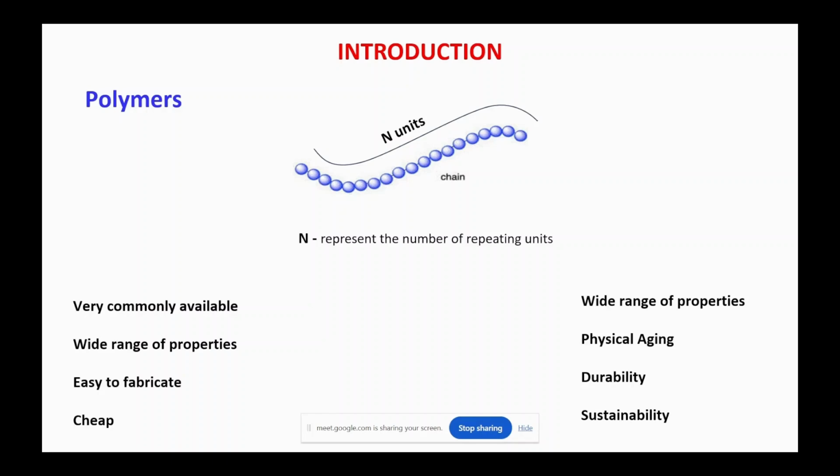Then comes physical aging, then comes durability: whether the polymer product that you are going to use will be durable during its service life. Service life is the life in which you use that polymer product. So whether they will be durable within that period of time or within that service life, that is also one of the factors that can be considered a disadvantage for polymers.